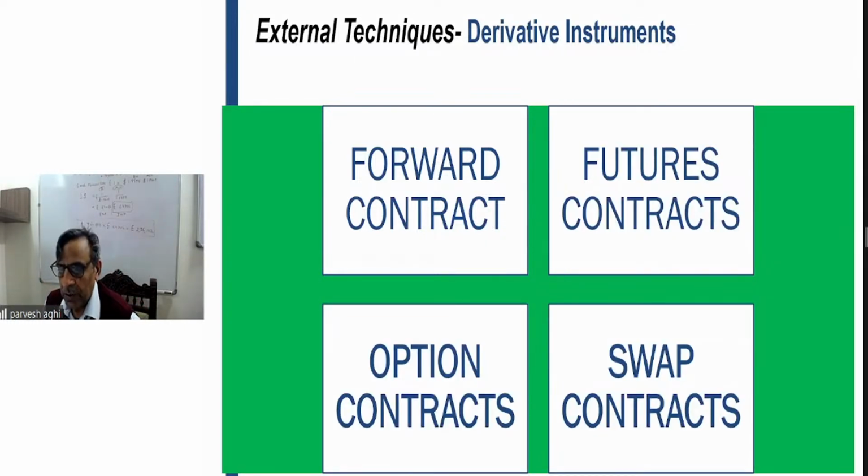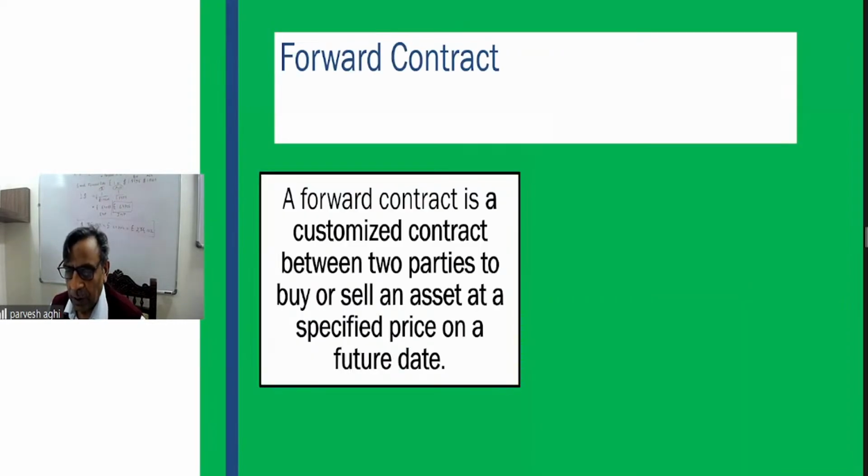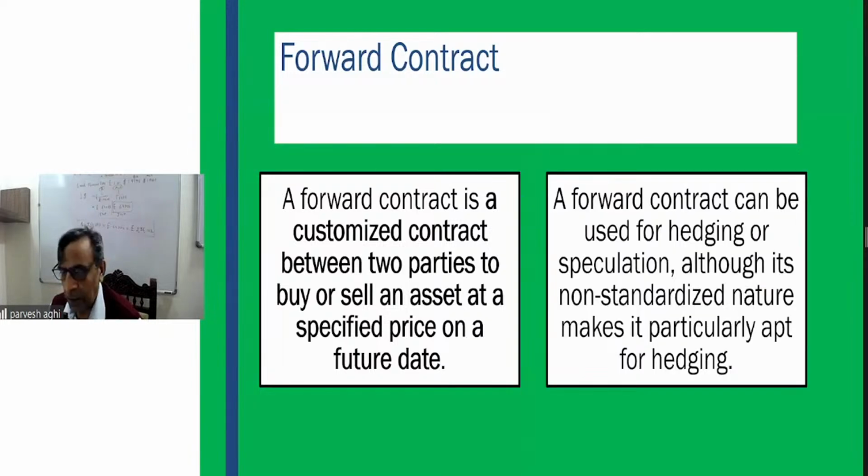So we know that these are the derivative instruments which we have: forwards, futures, options, and swaps. We have seen some examples of forwards already. We will go to futures and options later on. Today we are going to do some more questions on forwards. And of course, we'll also be doing questions on swaps. So what is a forward contract? A forward contract is a customized contract between 2 parties to buy or sell an asset at a specific price on a future date. A forward contract can be used for hedging or for speculation, although its non-standardized nature makes it particularly apt for hedging.